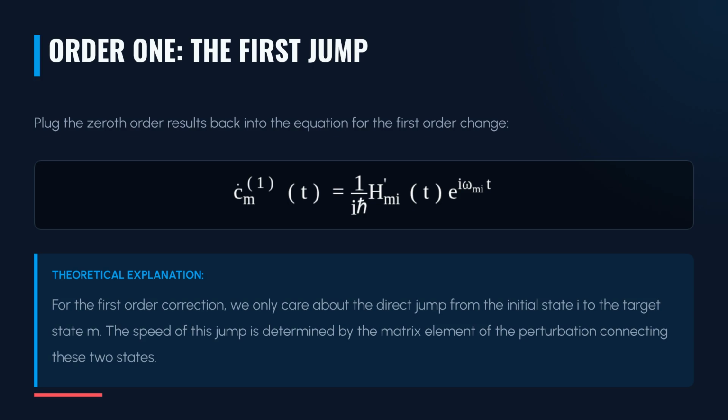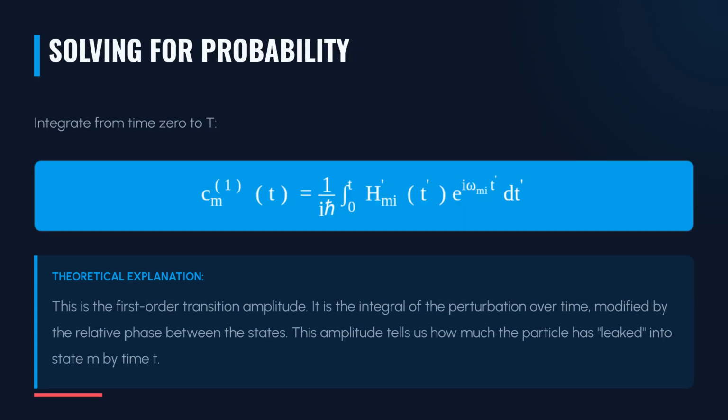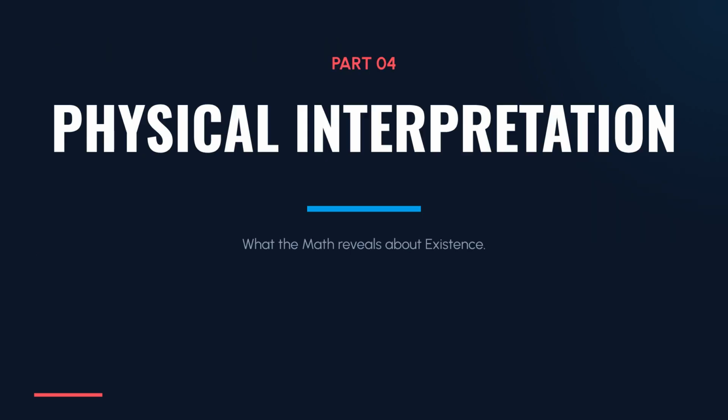For order 1, we calculate the first jump. We plug the 0th order results back in, and the rate of change of Cm depends only on the direct perturbation from the initial state i to the target state m. Solving for probability involves integrating the rate of change from time 0 to t. The result is the first order transition amplitude, showing how much the particle has transitioned into state m. We now move to part 4, physical interpretation, exploring what the mathematics reveals about the quantum process.